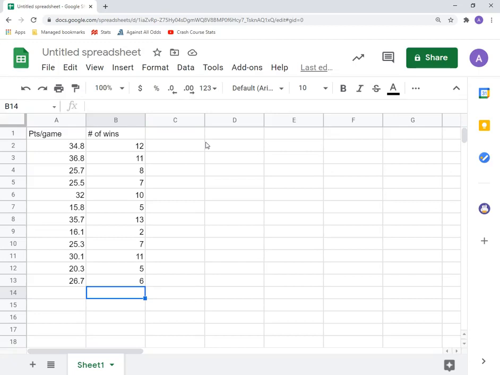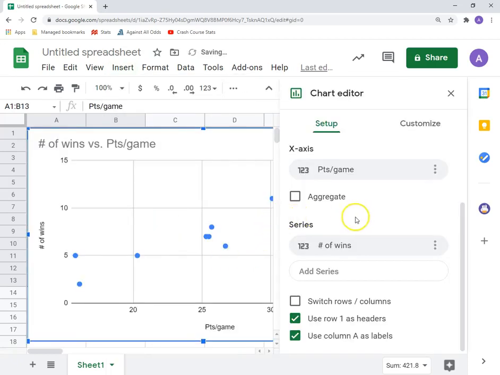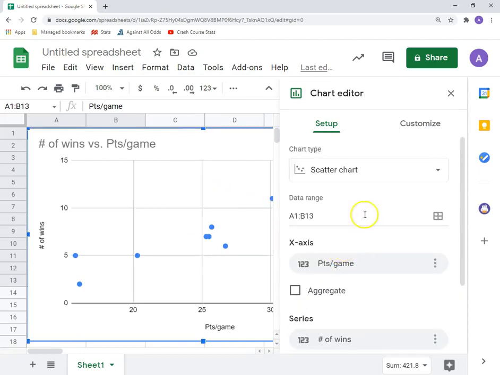Everybody ready for me to remind you how to put your graph in? Go to insert, and this time I'm going to include the labels because then it'll put them on my graph for me. So go to insert, chart. Mine automatically chose scatter chart, is what they call it.